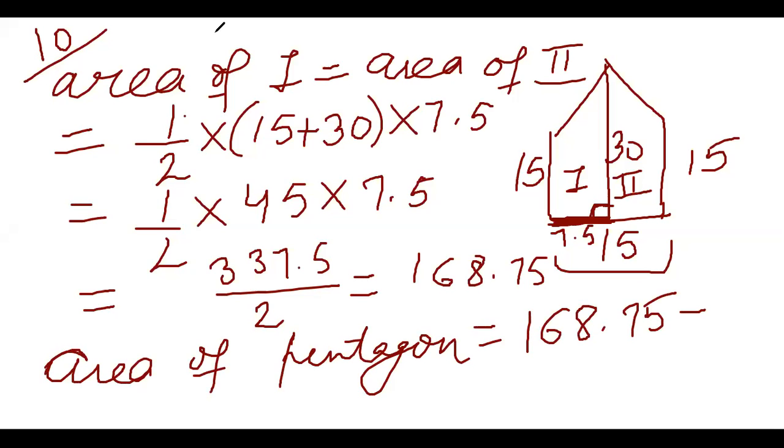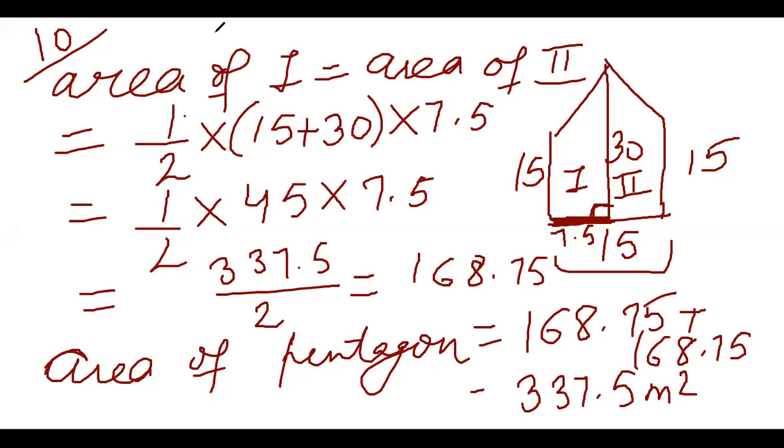Area of 1 plus area of 2 is equal to 337.5 meters square. This is the area of the pentagon by the first way, right? The first way we have given here.